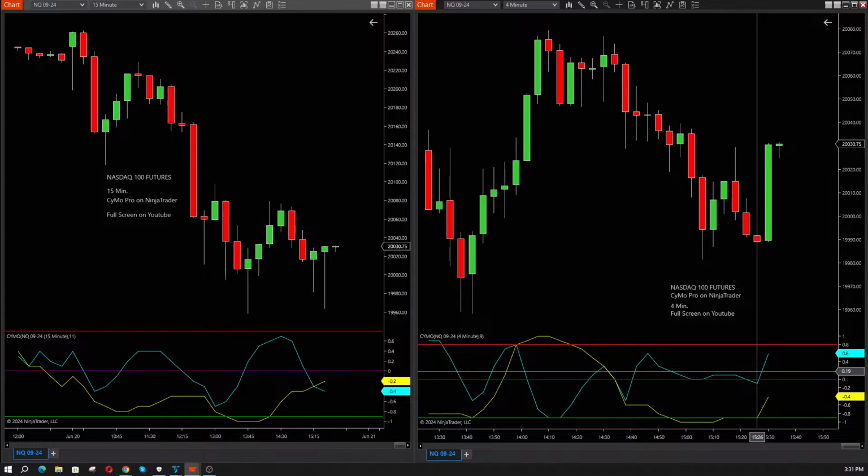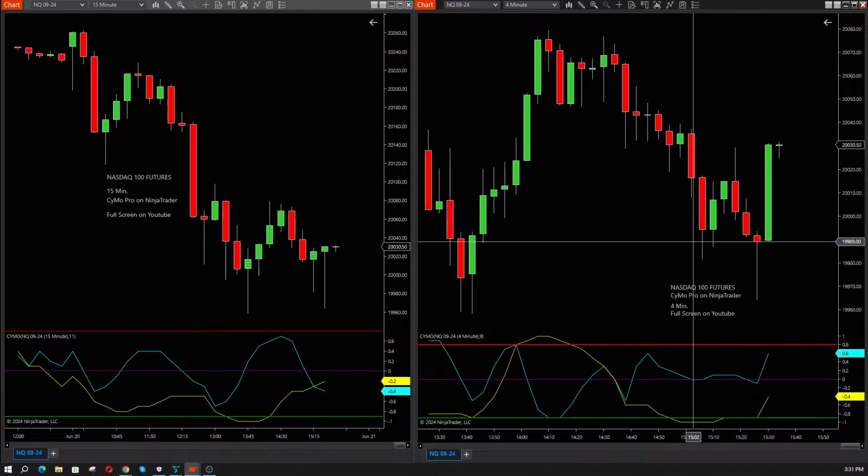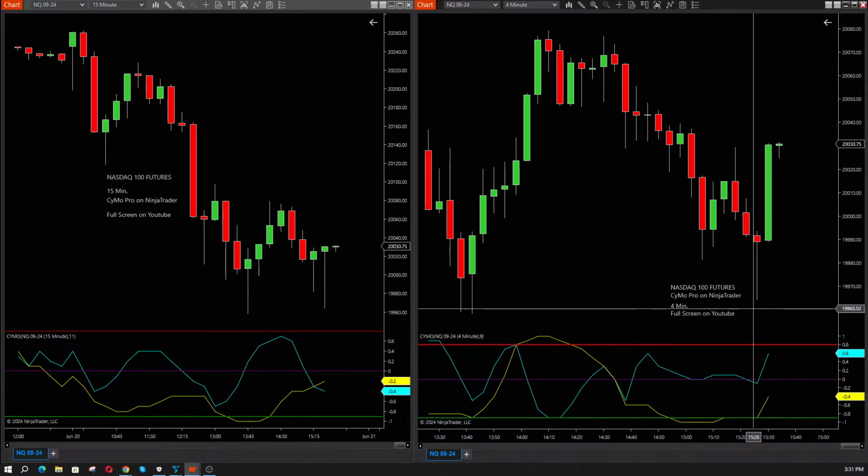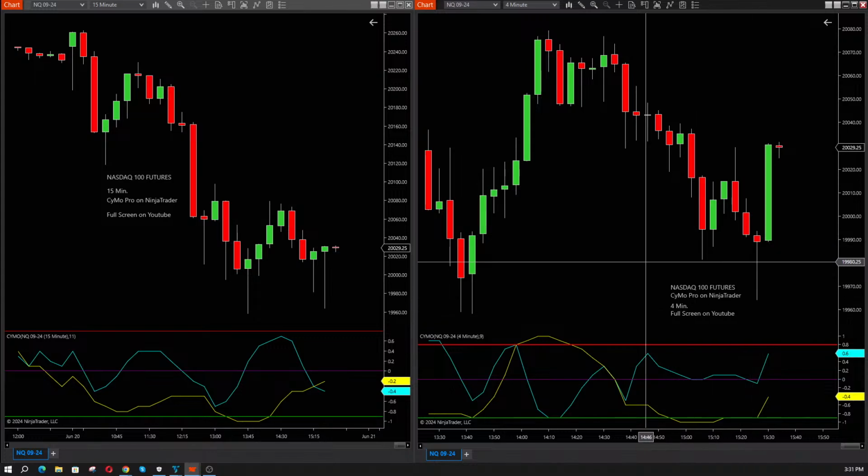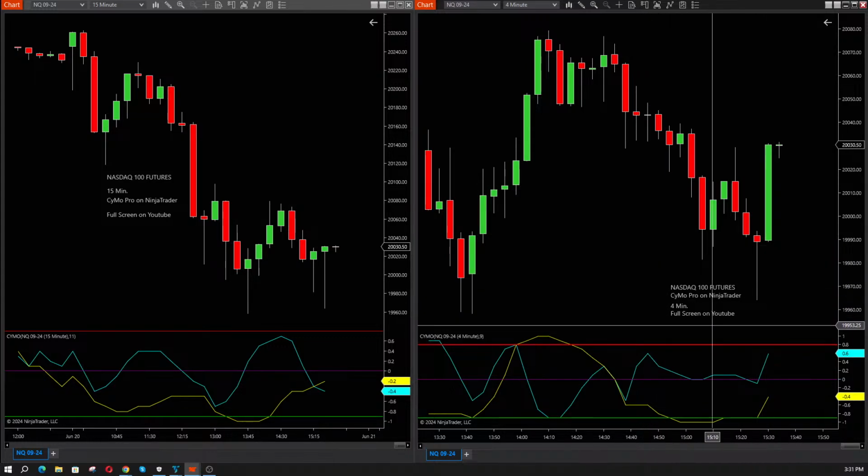No, I'm using 9. On this 4-minute chart, I always use a 9. I never change it. So 9 is my preferred setting on the 4-minute.